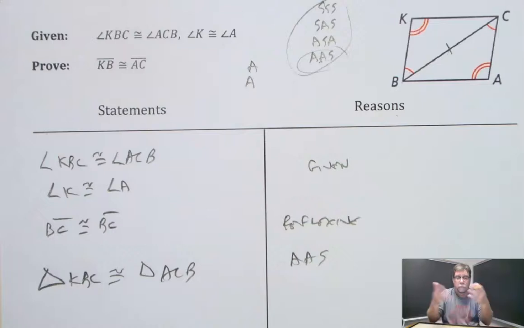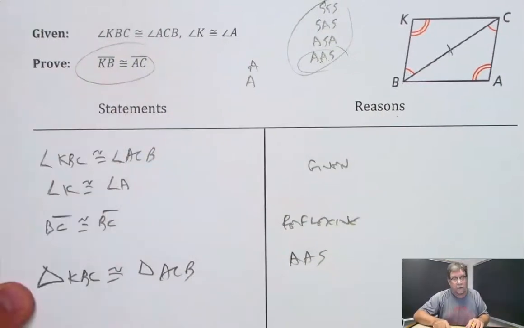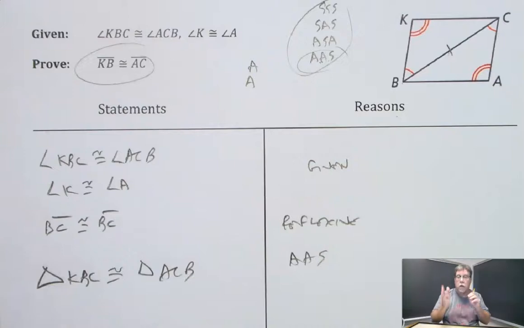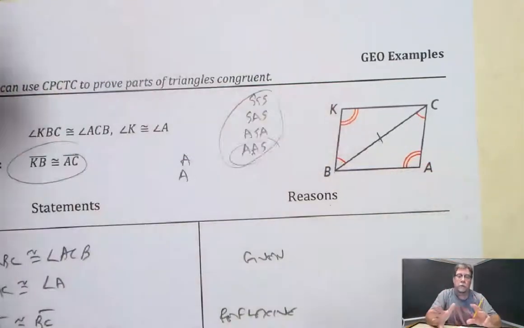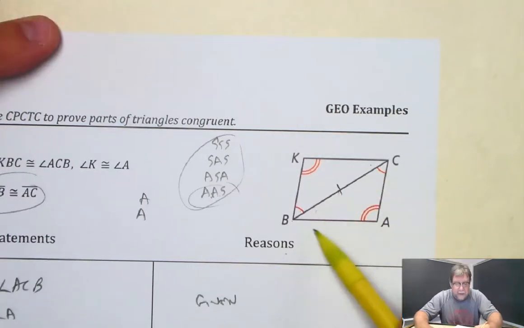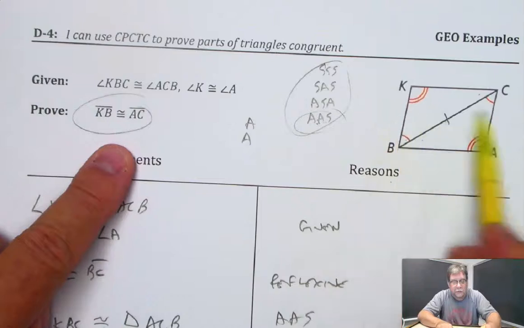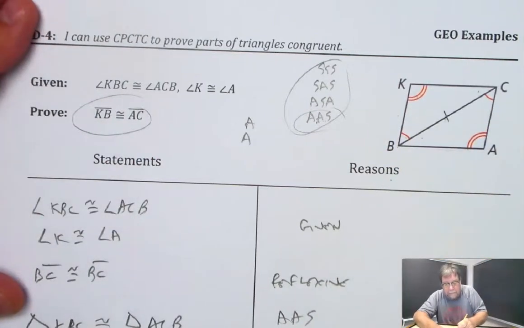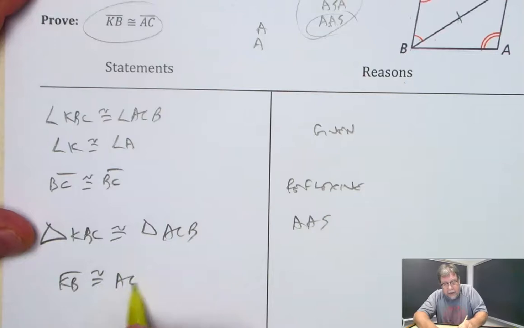But now, remember, that's not our proof statement. Our proof statement is this. It's not this, like we've been doing. But now that we know that these two triangles are congruent, all of the corresponding parts are congruent. We could say that angle is congruent to that angle. We could say that side is congruent to that side. And the one we're interested in is that side is congruent to that side. So we're going to write KB. I better raise it up so you can see it. KB is congruent to AC.